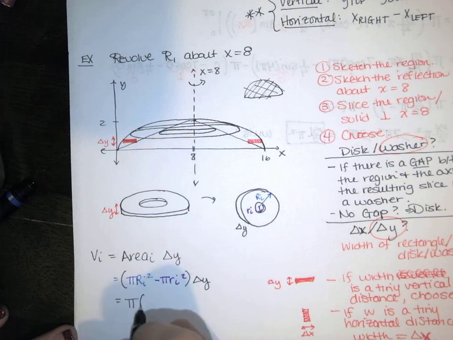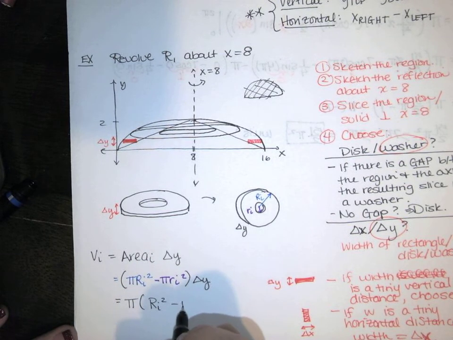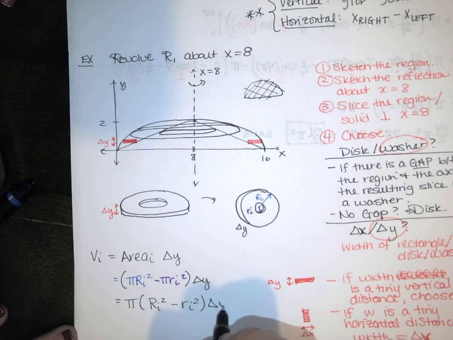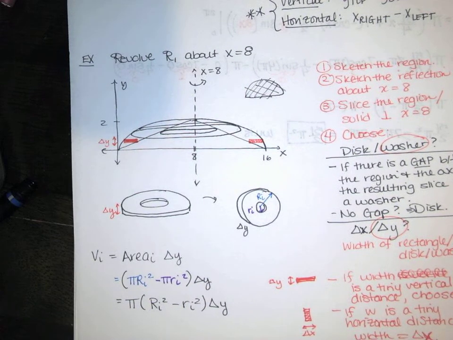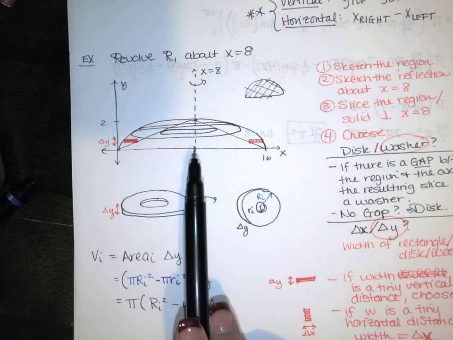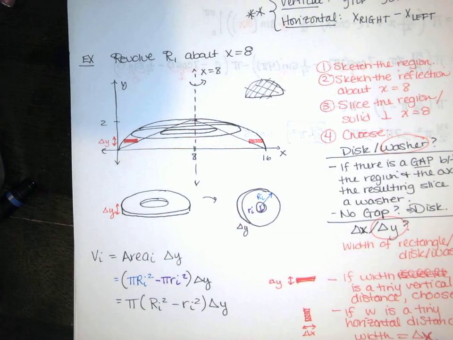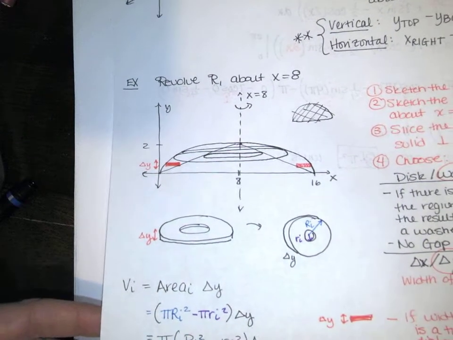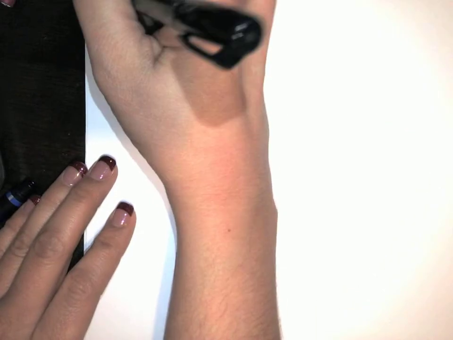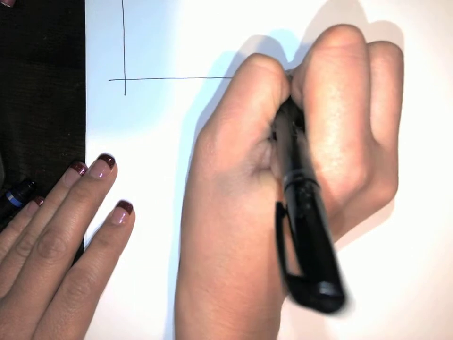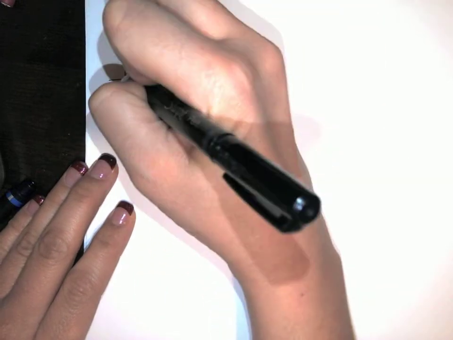Okay, so let's factor out the pi. So I've got large radius squared minus small radius squared times delta y. All right, so now I just need to find the larger radius and the smaller radius in terms of y. Now this is a little bit hard on my picture because of the way I've drawn it. It's so thin. It's very, very small. I'm going to draw it a little bigger so it's a little bit easier to see. So this is really not to scale.